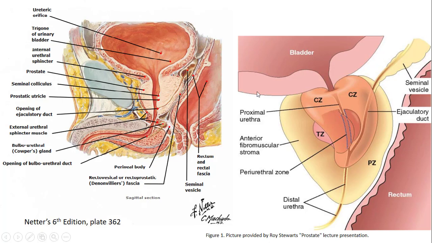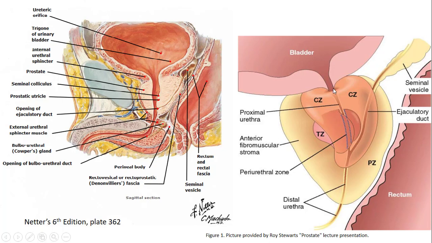So we have the bladder here in both views, and we have the urethra coming down into the penis here, just like that. And the transition zone wraps around the urethra. And this is where, when it enlarges, it can cause some issues there with the bladder.